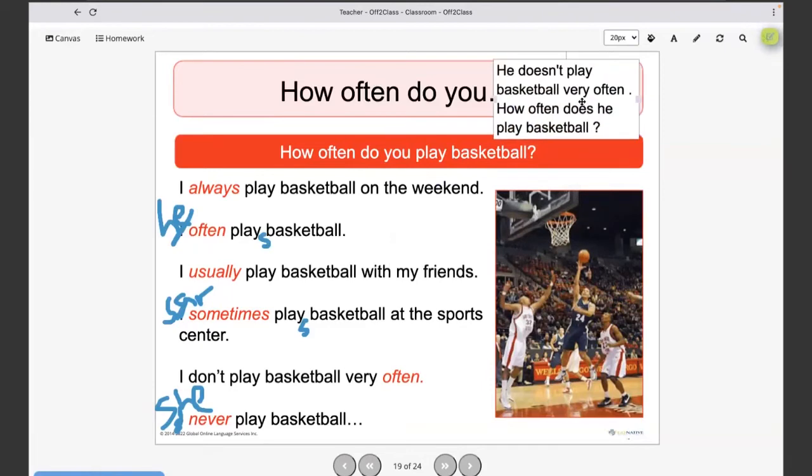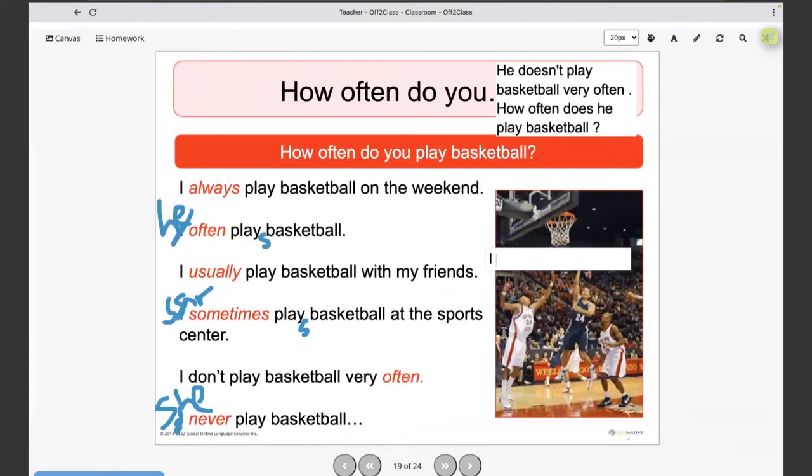Let's move it up. Now Nora, this one, usually. I don't play basketball with my friends. Where is usually? I have to put it. Yes, you have to put it.